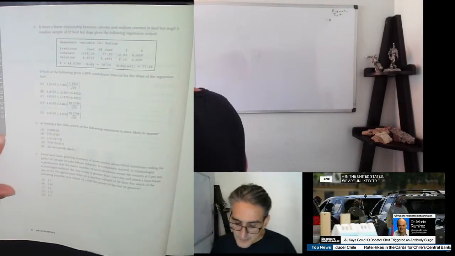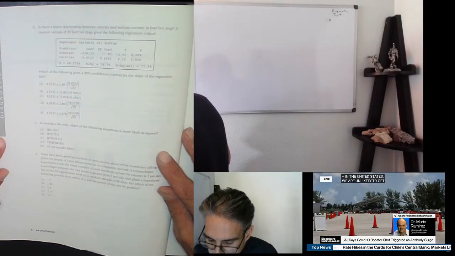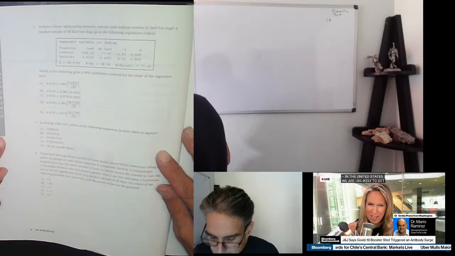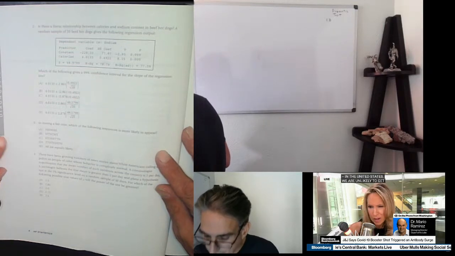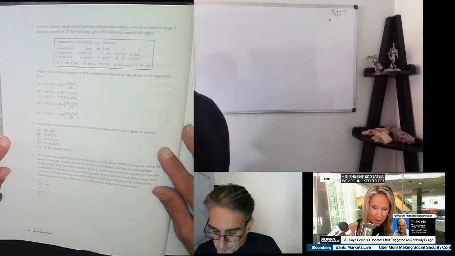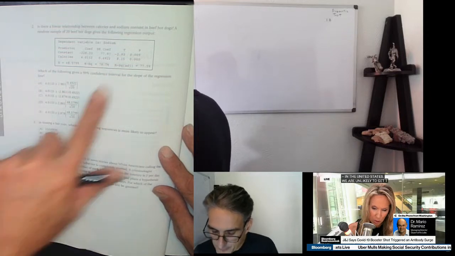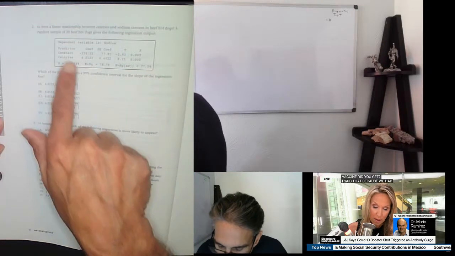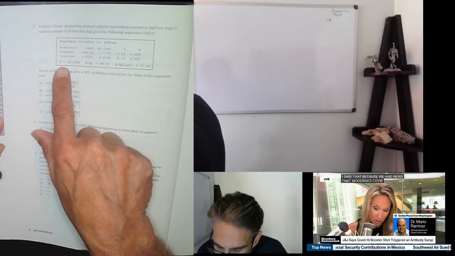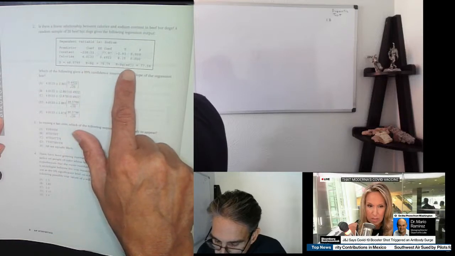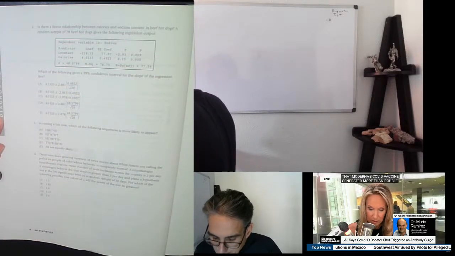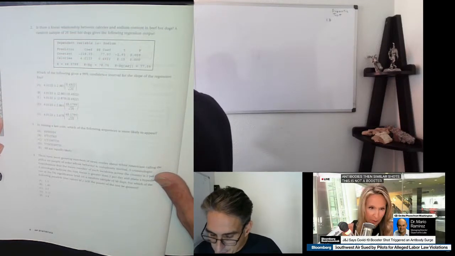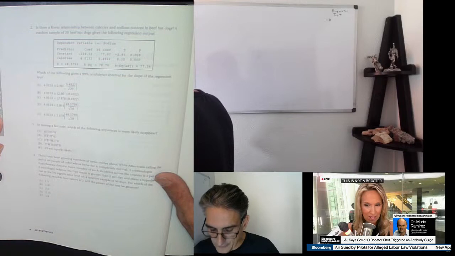Okay. Is there a linear relationship between calories and sodium content in beef hot dogs? A random sample of 20 beef hot dogs gives the following regression output. Okay, so we have a dependent variable, sodium. Predictor constant calories, S, R squared, adjusted R squared. I think this is Minitab, it doesn't particularly matter. Okay, which of the following gives a 99% confidence interval for the slope of the regression line?